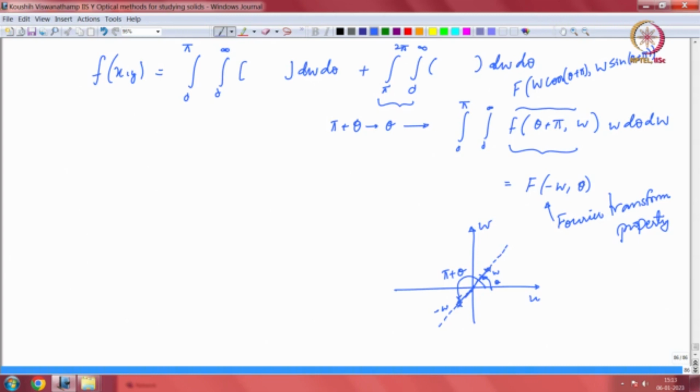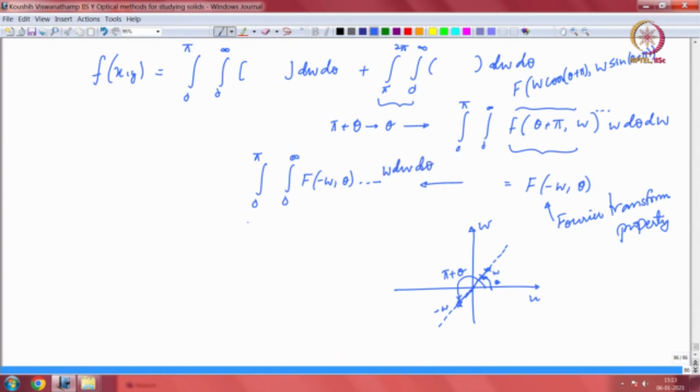Okay. So, if you do that, then this integral gets converted to 0 to pi, integral 0 to infinity, f of minus w comma theta, with all the exponential stuff. That is all here. I have not written that down in the previous integral too. You will have w dw d theta.